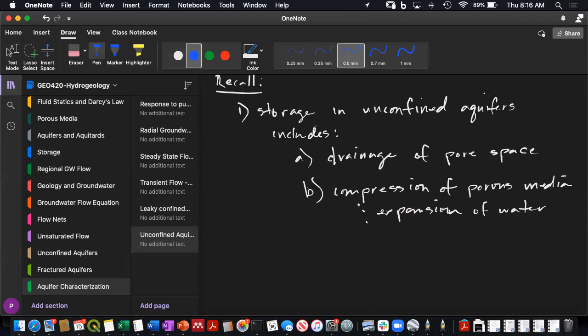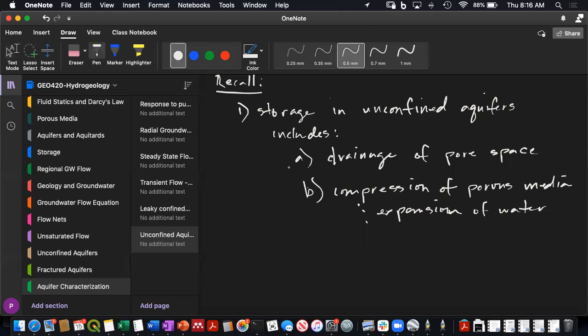Very similar to the leaky aquitard, these two responses happen at different times, at different time scales. So as soon as we turn the pump on, the mechanics and the physics of elastic decompression is very fast. So we see this confined aquifer response at early times, no matter what.